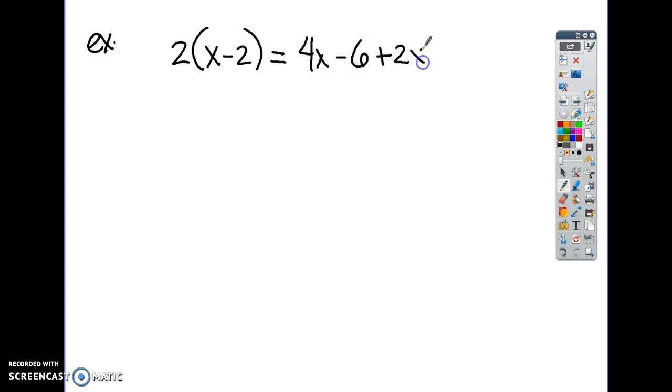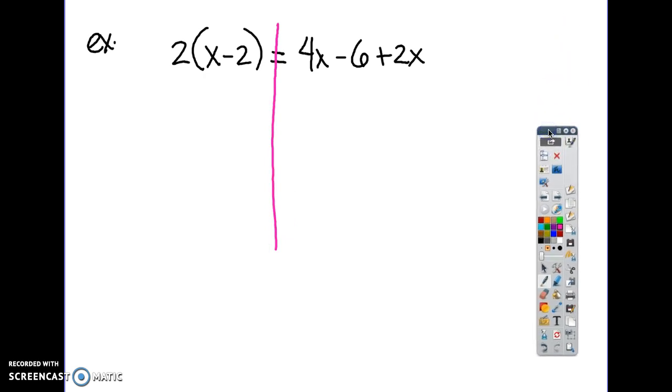Let's say, for example, 2 parentheses x minus 2 close parentheses equal to 4x minus 6 plus 2x. So I know that this is an equation because there's an equal sign. So you're going to draw your line down the middle and start doing your steps. So step number 1, distribute. So yes, I can distribute. There's parentheses here. So I will distribute.